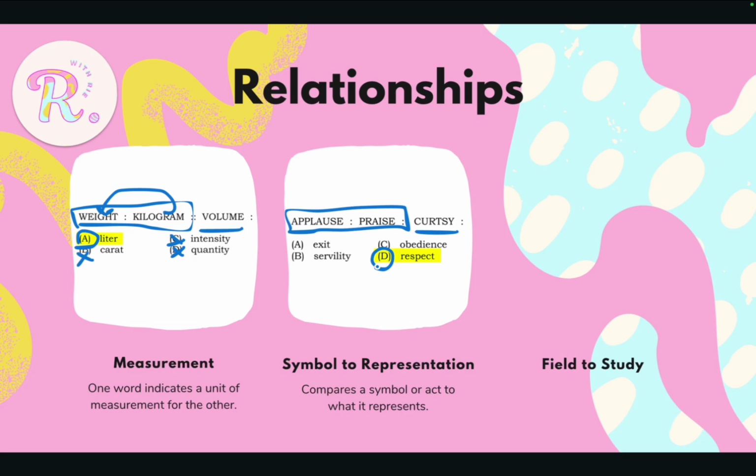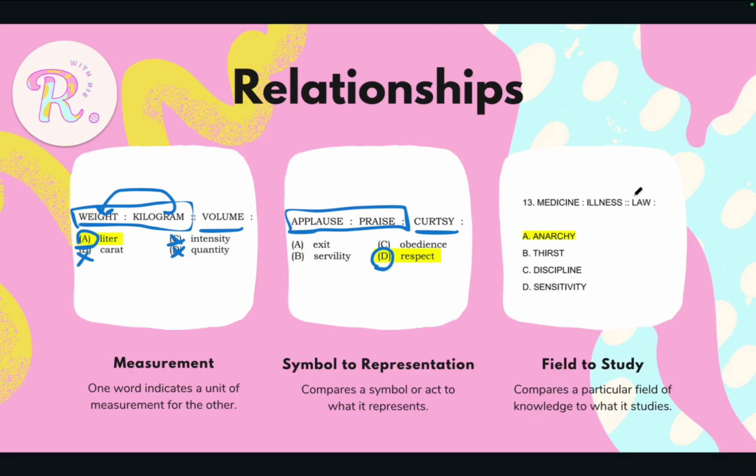Next is field is to study. Usually for this one, physics and chemistry and even biology is involved. So it compares a particular field of knowledge to what it studies. This is also not a very exact example, but you get the gist, right? So medicine is to illness as law is to blank.